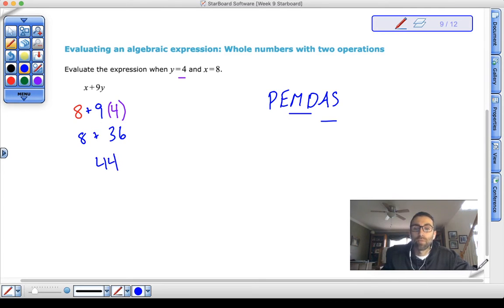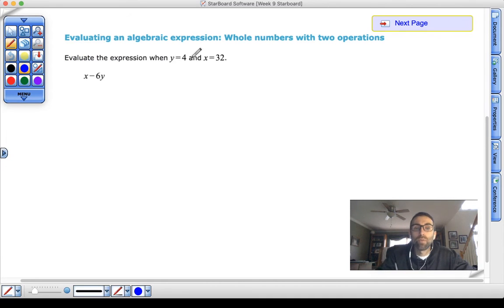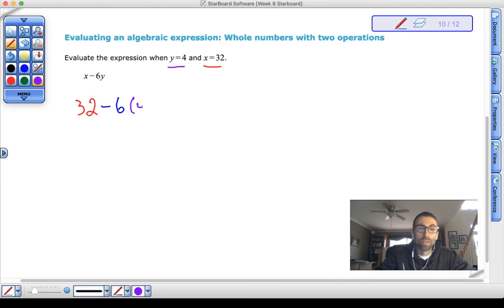All right, another example for you. I have when y is equal to 4 and x equals 32, solve x minus 6y. So first I'm going to replace this x value with my x value over here, 32. I can bring down my minus and my 6 because I haven't used those yet. And then my y value is 4, so I can put that in right next to it. So now I have 32 minus 6 times 4, and I have to do the multiplication before I can do the subtraction. So when I multiply 6 times 4, I get an answer of 24.